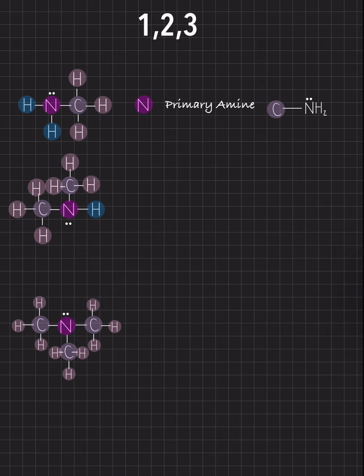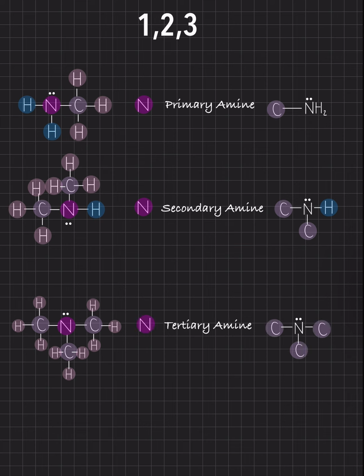In the second example, the pink nitrogen is connected to two purple carbons, so it's going to be a secondary amine. On the right I tried to show a more simplified version, but again, those R groups can be longer. The nitrogen itself is only attached to two different carbons. In the last example, the nitrogen is attached to three carbons, and that's a tertiary amine.